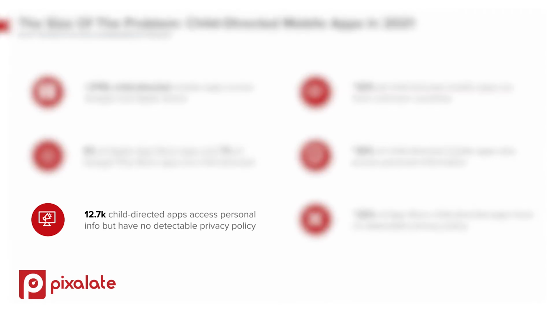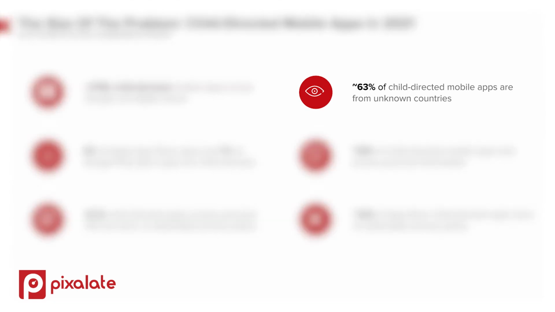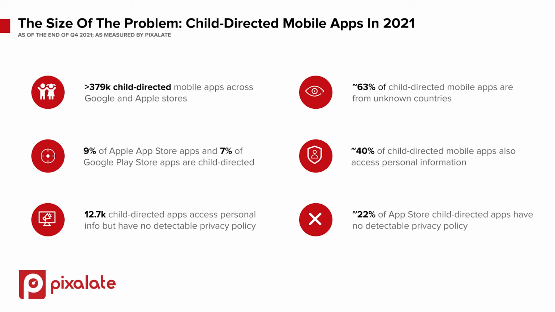There were a couple of other interesting findings. There are over 12,000 child-directed apps that access personal information but had no detectable privacy policy. We also found, and this one was particularly interesting to me, that the majority of the child-directed apps, 63%, had no country listed for the app developer. So Pixalate was unable to detect the country for the app developer. So that's a pretty large number of apps where it's unclear what country they are coming from.